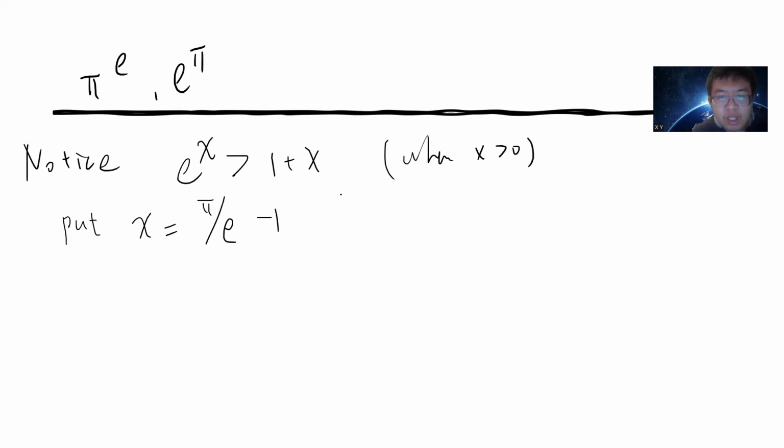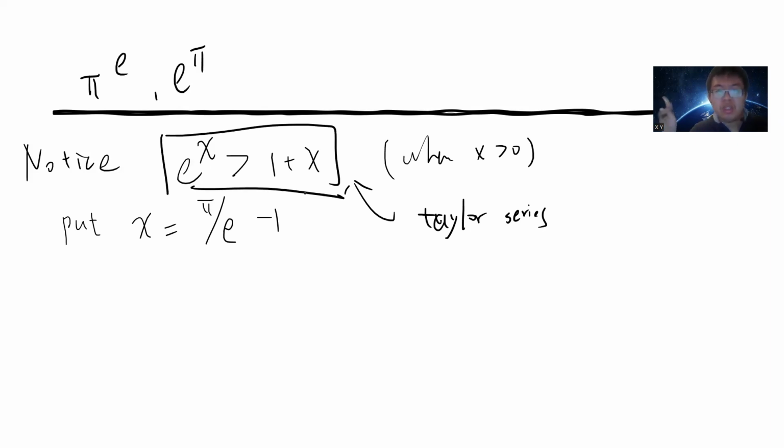But this can be proved by using the Taylor series, because exponential x will be like that. The difficult part in this problem is that you need to somehow use the property of this exponential. Otherwise, if you change this exponential to other things, two or whatever, it's not easy to see how to do this. So this property is essential to solve this problem.